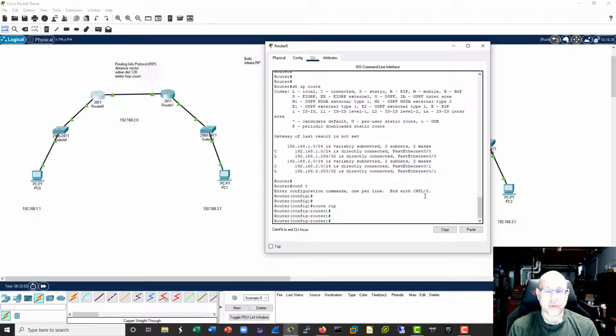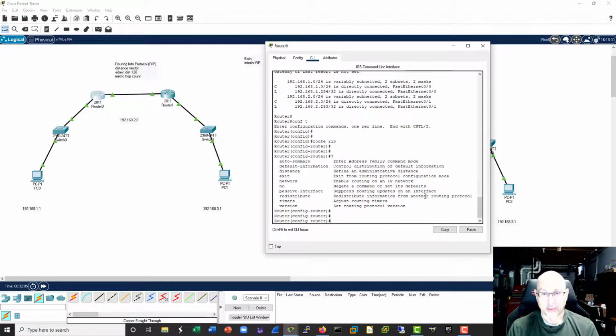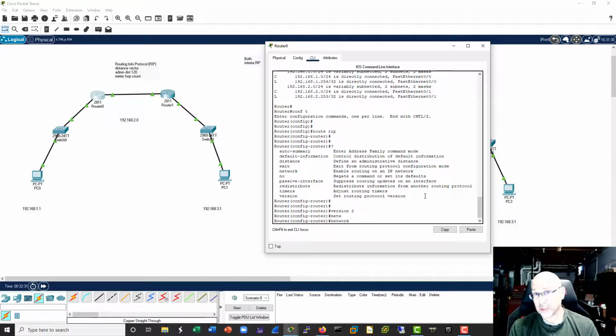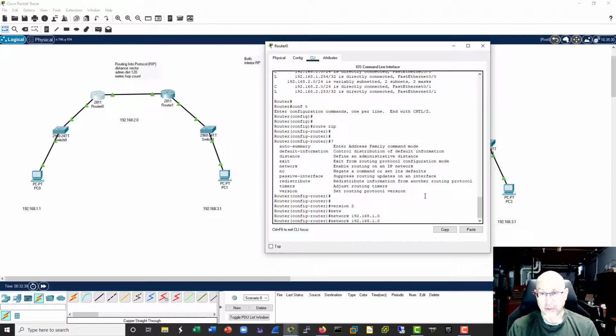Alright. Well, we can see that the prompt changed. What do I have available to me? Well, there's not a whole lot here. I do want to do version 2, and that's useful because it does the subnet masking. I doubt you'd run into a RIP topology, but if you did, you can be sure that it would be version 2 and not version 1. Well, now let's do this. We're going to advertise the networks that we know about. So there's only really 2 in this case that I know about, and that would be the 1.0 network and the 2 network.